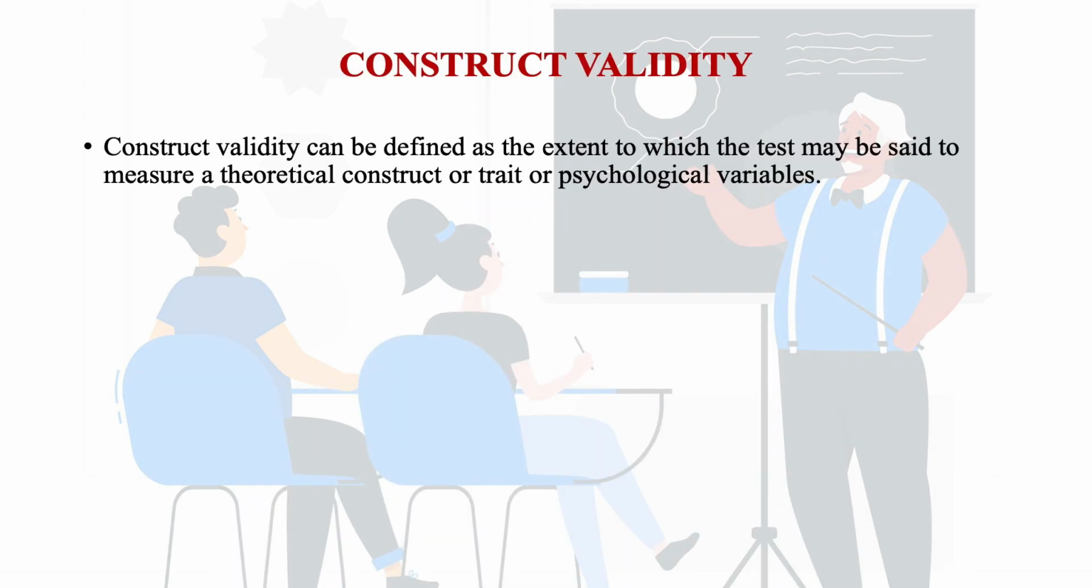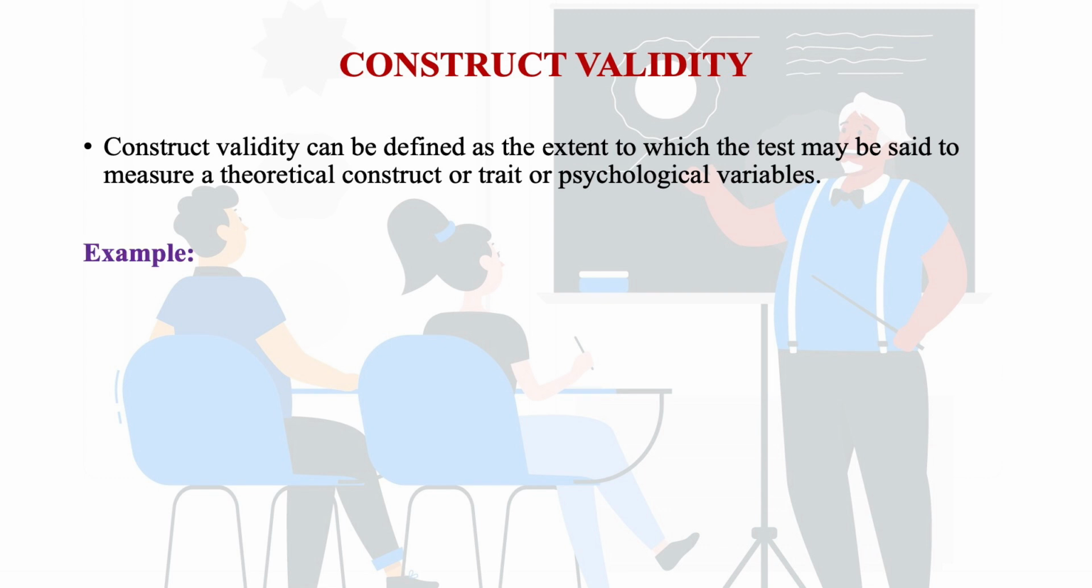Then further, another two validities, that is the construct validity and factorial validity. So friends, very briefly try to understand what construct validity is. Construct validity can be defined as the extent to which the test may be said to measure a theoretical construct or a trait or psychological variable.